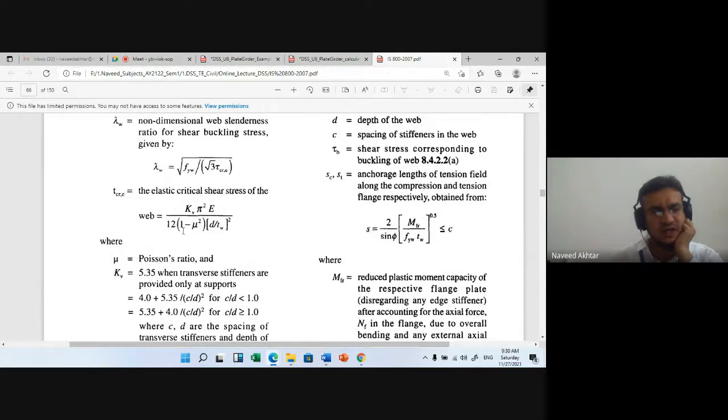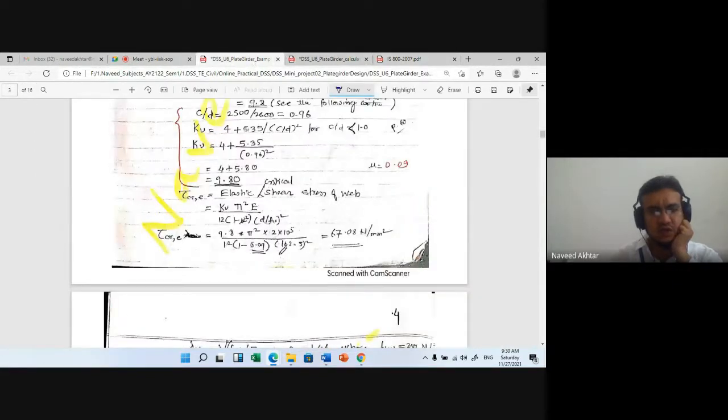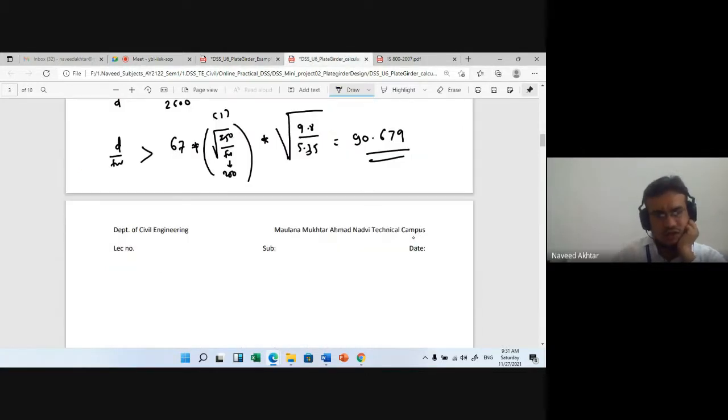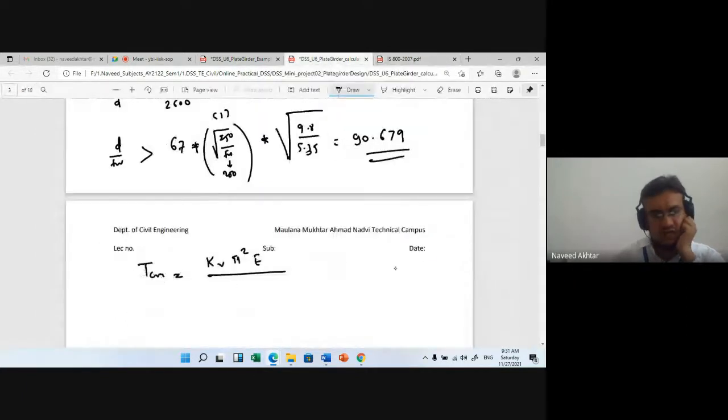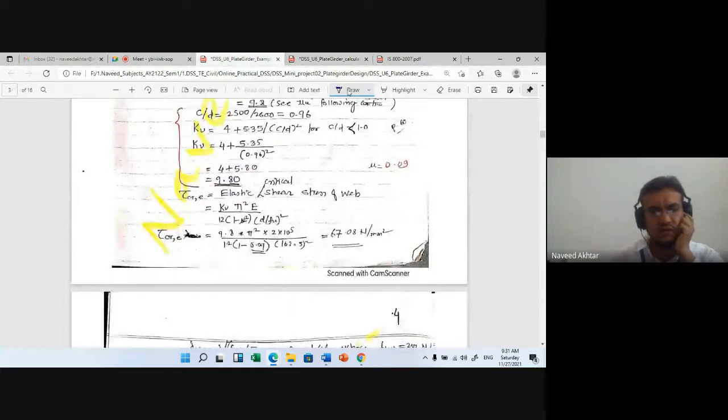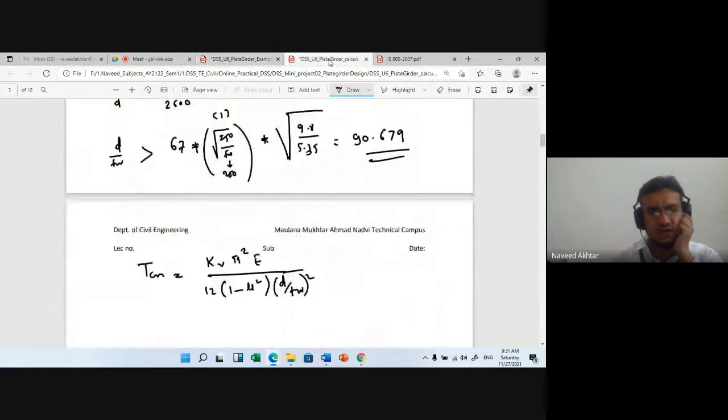Kv, pi square, we already know all these values. Put all these values in this formula. Tau CRE is Kv pi square E divided by 12 into bracket 1 minus mu square into d by tw whole square. I think this is the formula. Put all the values and you will get tau CRE as 67.08.